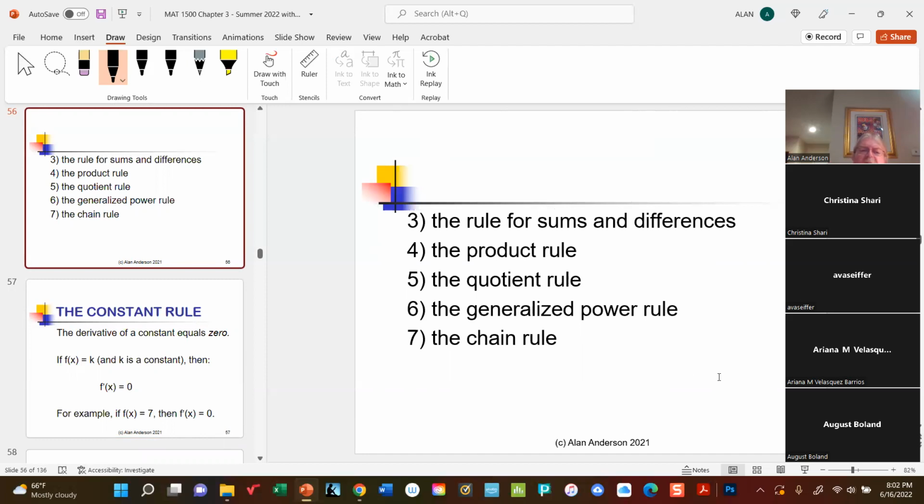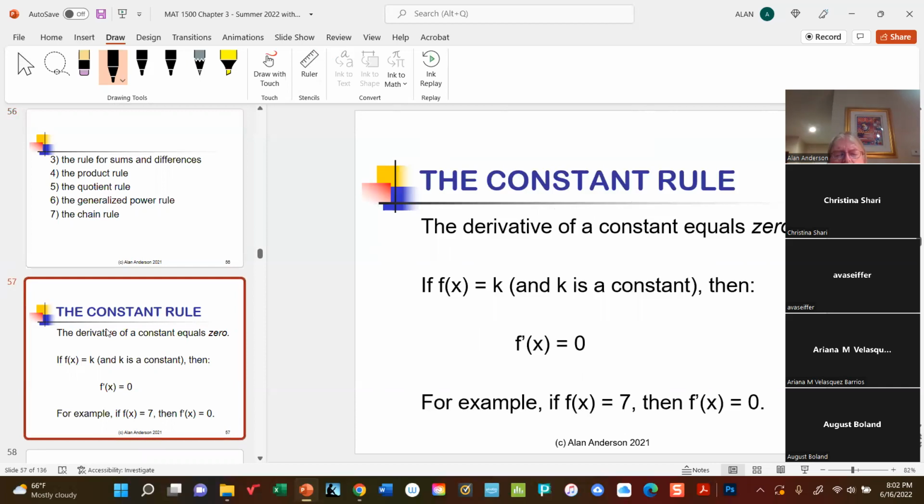All right, let's start with the simplest one. The constant rule should come as no surprise to you. The derivative, remember, is a rate of change. If we have a constant k, it never changes. So by definition, the derivative of a constant is simply 0. Okay, that's all there is to it. As soon as you see a constant, its derivative is 0 because it doesn't change. It doesn't matter what the constant is, its derivative is 0.